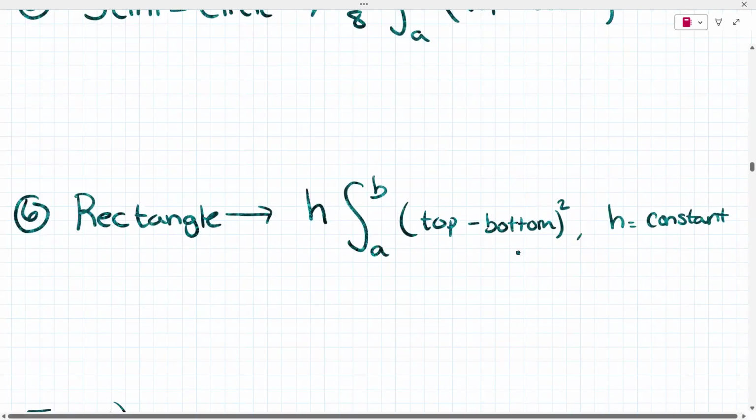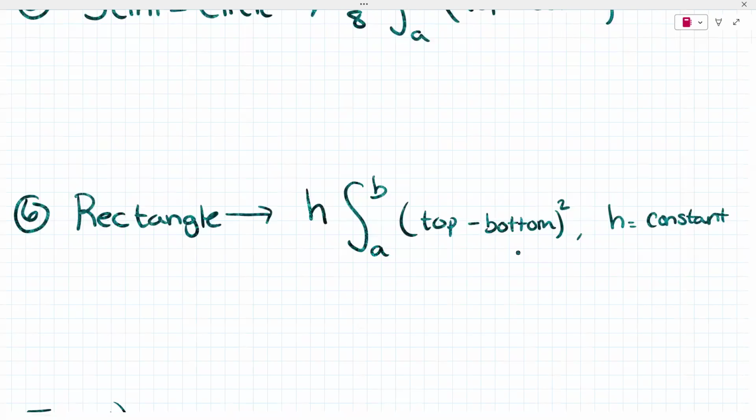And if you decide to take a rectangle, it's the integral from a to b, and they'll give you a height, and it has to be constant. If it's not, you're going to have to put it inside the integral. So if the height was, for example, 3, you could put 3 here. If the height was 3x, then 3x is not a constant, so what you're going to do is put it inside and then simplify. So just be careful with the height. It has to always be constant. So for a rectangle, it's h times the integral from a to b of top minus bottom squared.